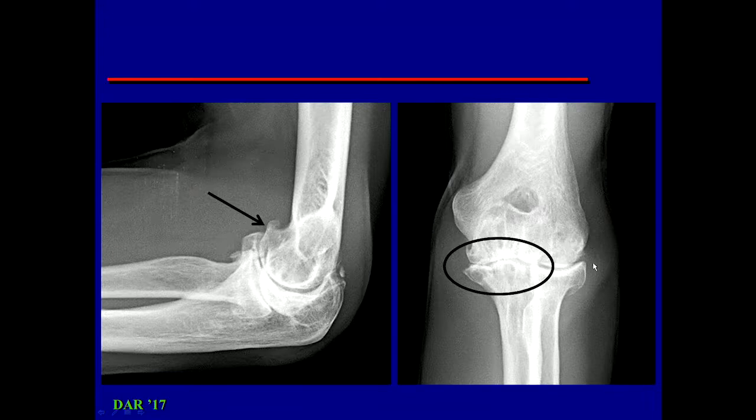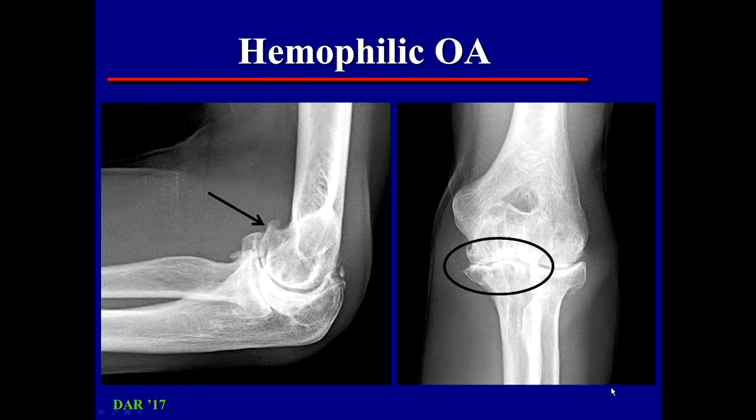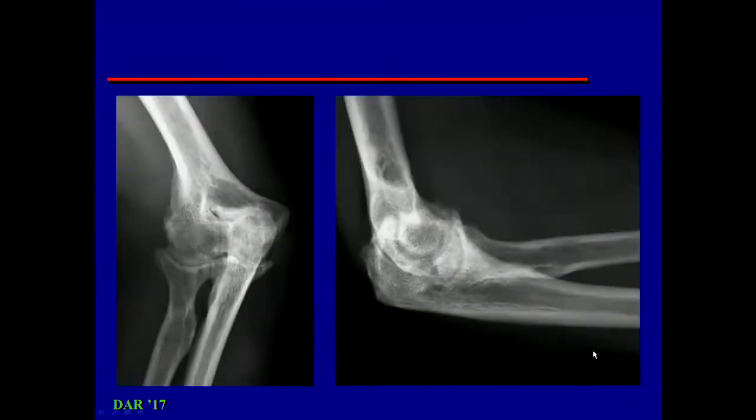Here's a patient with osteoarthritis, again, non-uniform joint space narrowing, osteophyte formation, but in an unusual joint. This is the elbow. That's because there's been an insult to this elbow over and over again. There's been multiple times that this patient has bled into this joint, and this is a patient with hemophilia.